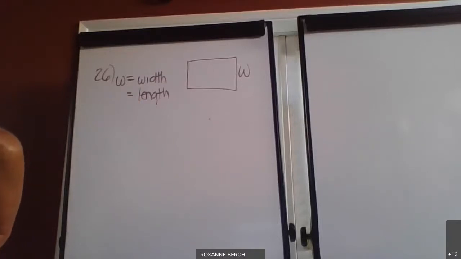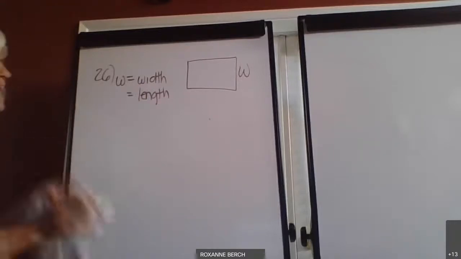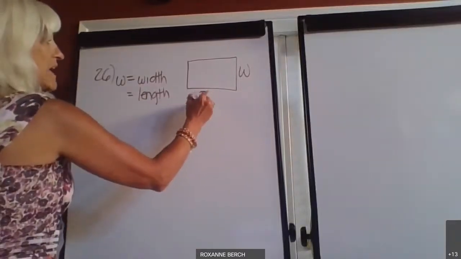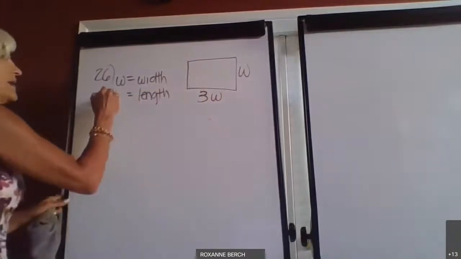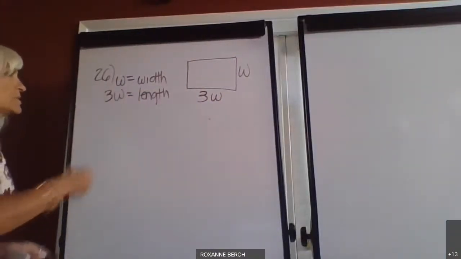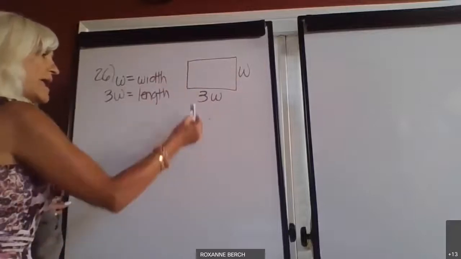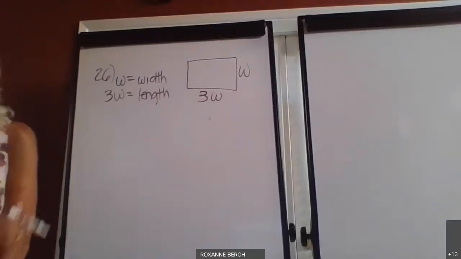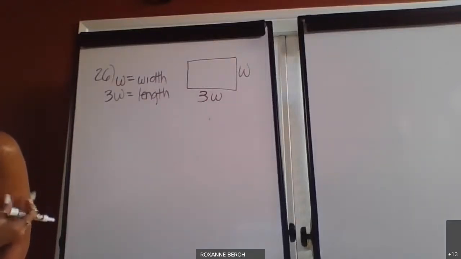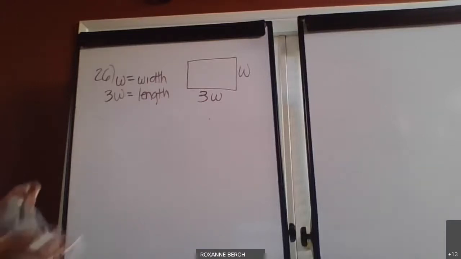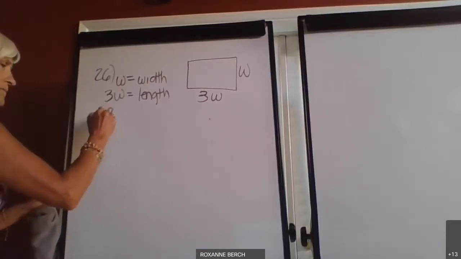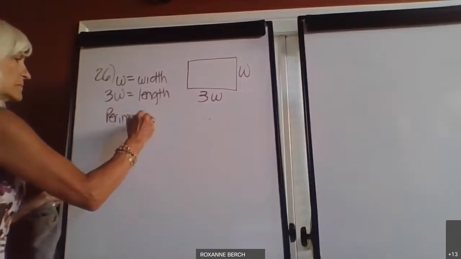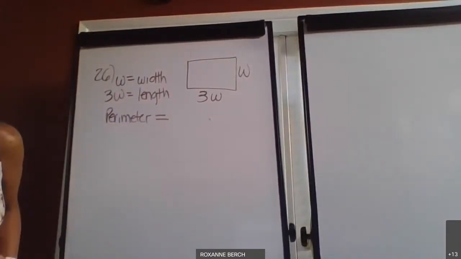So let me read it again. A rectangular swimming pool is 3 times as long as it is wide. You guys okay? Now it says that the perimeter is 320 feet.